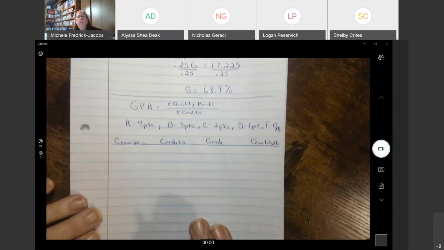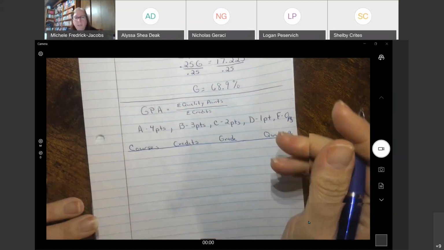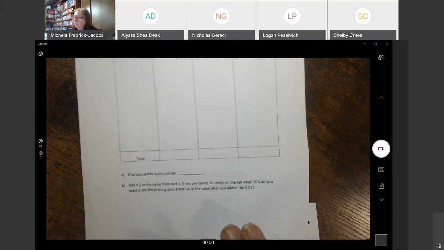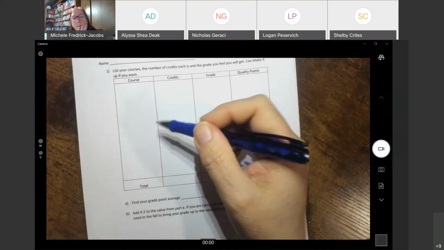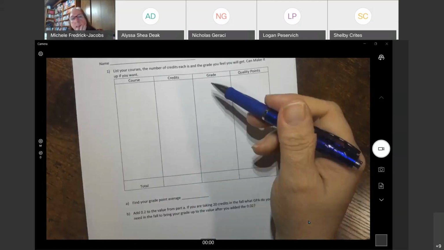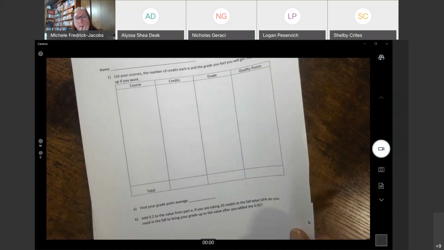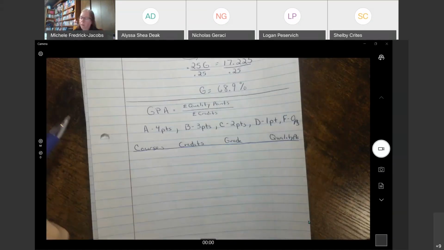When I'm finding the grade point average, I usually set up a table. First, the courses. And there's a GPA one for your homework. You'll be making one. You'll put your courses you have, how many credits they are, and then the grade that you think you're going to get. You can find out your grade point average. So you'll be doing one.